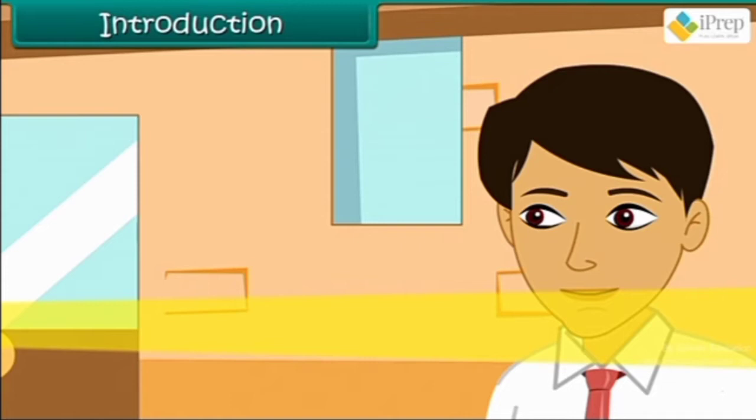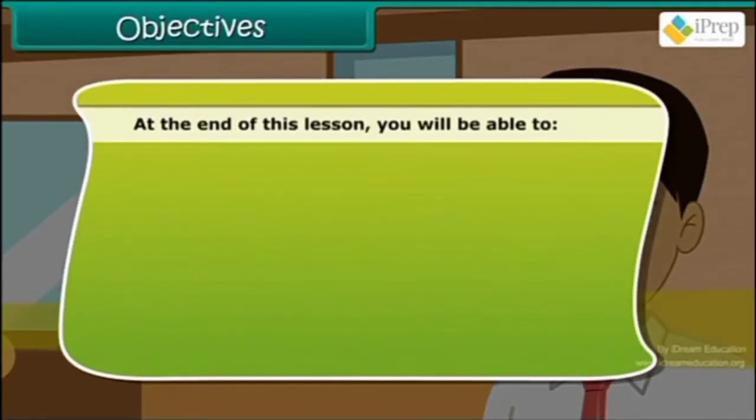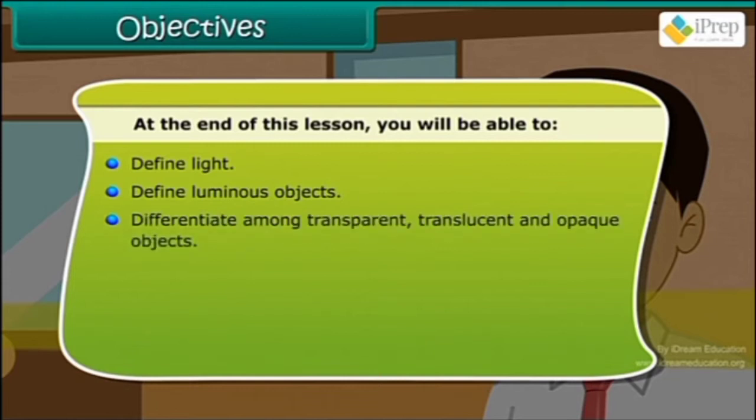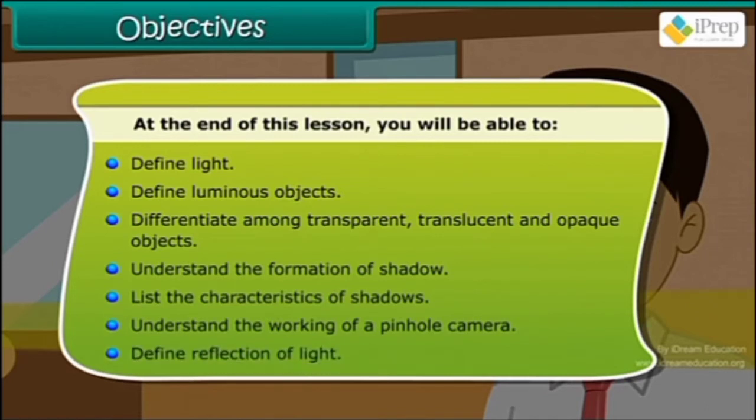In this lesson, we will discuss light, shadows, and reflection in detail. Objectives. At the end of this lesson, you'll be able to define light, define luminous objects, differentiate among transparent, translucent, and opaque objects, understand the formation of shadow, list the characteristics of shadows, understand the working of a pinhole camera, define reflection of light.